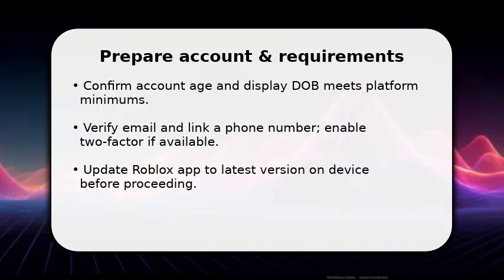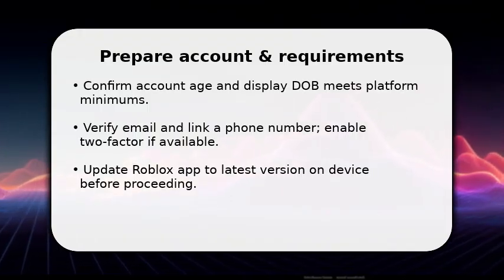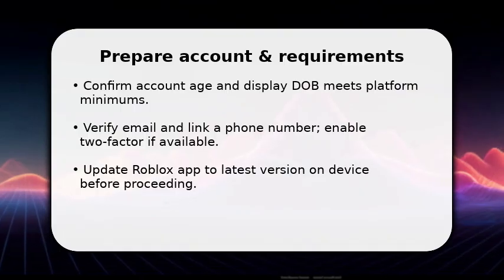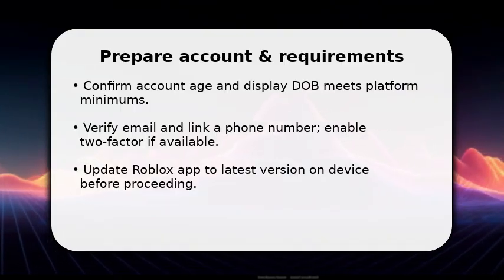Update the Roblox app to the latest build on your device so beta options appear. After updating, open Settings and locate Privacy and Beta features. This gets you to the menu where the actual opt-in lives, so move there now.